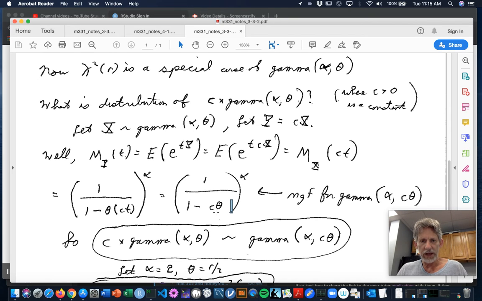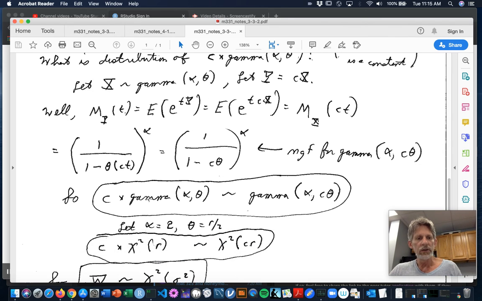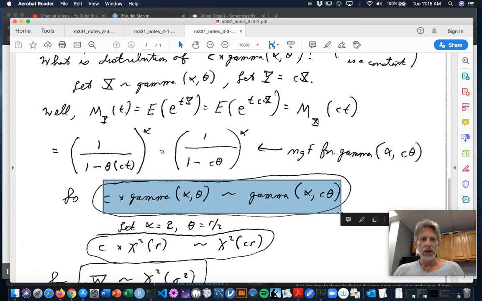And so you stare at that and you realize, oh, wait a minute, that has the form of the moment generating function for a gamma random variable. Alpha is just the same as before because the power is the same, but now there's a c theta next to the t instead of just a theta. So it's a gamma alpha c theta random variable that we're looking at. So we've confirmed it. A constant times a gamma is gamma, with the same shape parameter, and you multiply the expected waiting time by c.